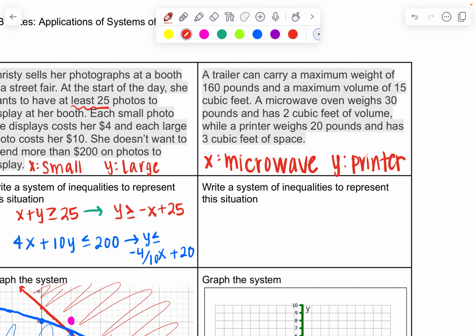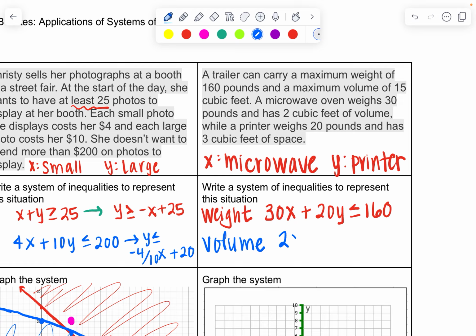Our two inequalities are going to have to deal with weight and volume. So for weight, the microwave is 30 pounds and the printer is 20 pounds. Maximum weight of 160 means it needs to be less than or equal to 160. And then we have one for volume.